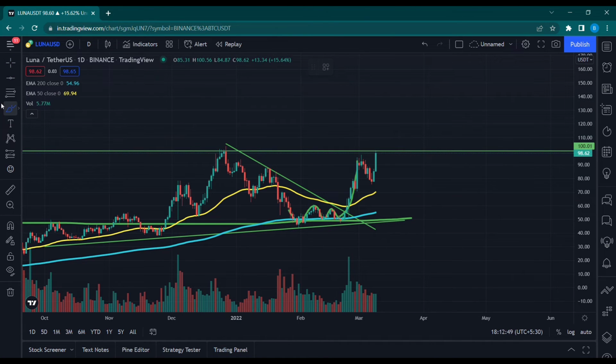So if in any case it breaks out this level and we see a retest toward this level, then we can definitely go for a long with a stop loss just below the previous all-time high, right around here, and we can target for a 1:3 here. So this can be a really good trade, right? All-time high breakouts, those are really good moves. We have seen them before, right? So that's the plan for Luna.